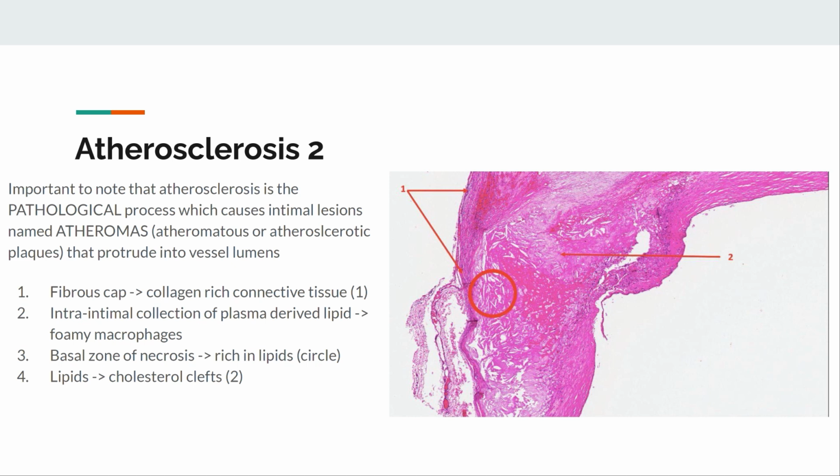And it should be noted that I've listed 4 things here. This is your pathology. These 4 things need to be there for it to be called an atheroma. So you need a fibrous cap, you need foamy macrophages, you need a basal zone of necrosis, and you need lipids, so LDLs. And I've listed here, number 2 is your cholesterol clefts. In that circle, you've got a necrosis, which is full of lipids. You can see it's because it's much more pink than the other sides. You can't see the foamy macrophages at this scale, but I can assure you they are most likely there. And then finally, number 1, which is that arrow on the left, is a fibrous cap that's forming.